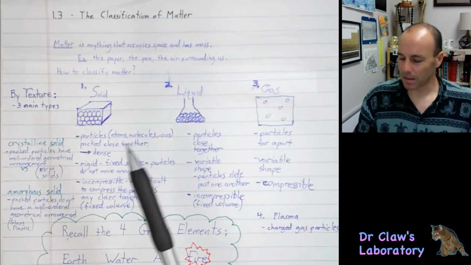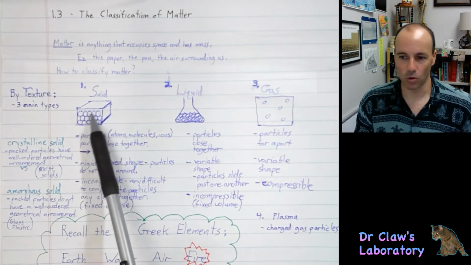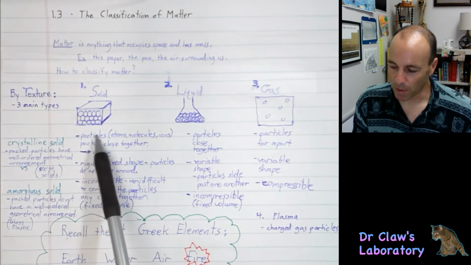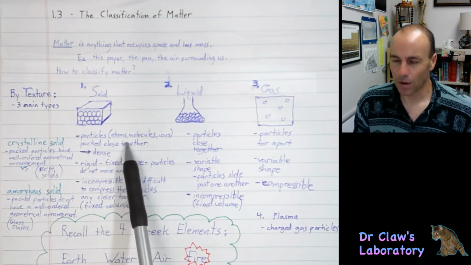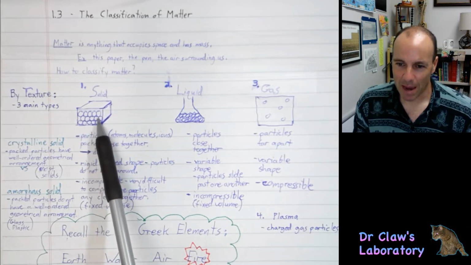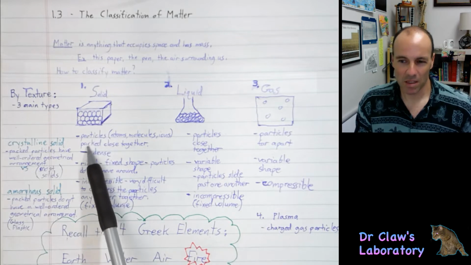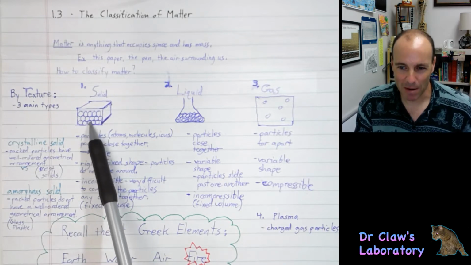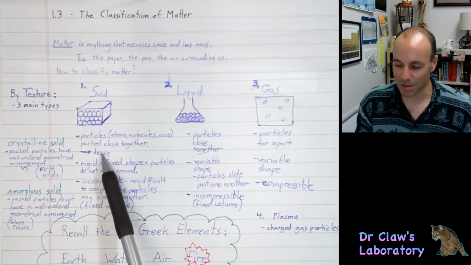Now solids, you can see some solid chunk, some cube of something right here. The particles, whether they're atoms, molecules, or ions, are packed very closely together. So there's a lot of matter packed into a small space. That means it's pretty heavy, so that means it's dense. We'll talk about density later on in this chapter, but solids are typically dense.